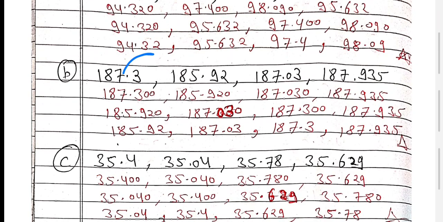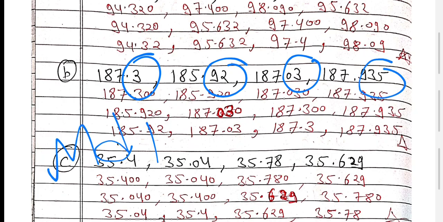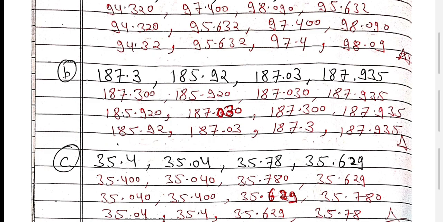Just see, after the decimal they have 1 place, 2 decimal places, 2 decimal places, 3 decimal places. So what is the maximum decimal place? 3. So you have to make all of them 3 decimal places by increasing zeros. They have already 1 decimal place, so increase 2 zeros; 2 decimal places, increase 1 zero; 2 decimal places, increase 1 zero; the 3 decimal place remains the same.